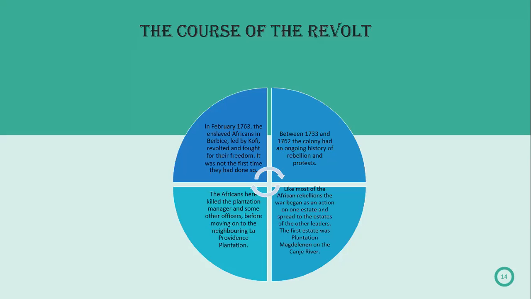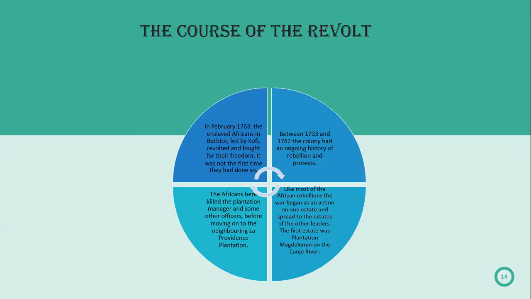Between 1733 and 1762, the colony had an ongoing history of rebellion and protest. The Africans here killed the plantation managers and some other officers before moving on to the neighboring La Providence plantation. Like most of the African rebellions, the war began as an action on one estate and then spread to the other estates.